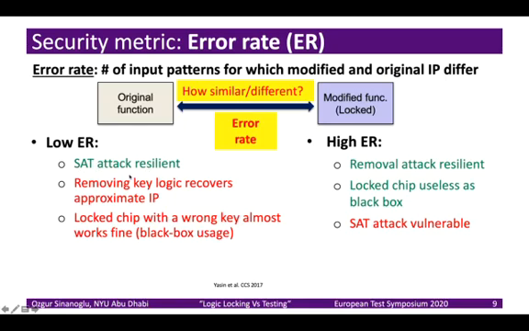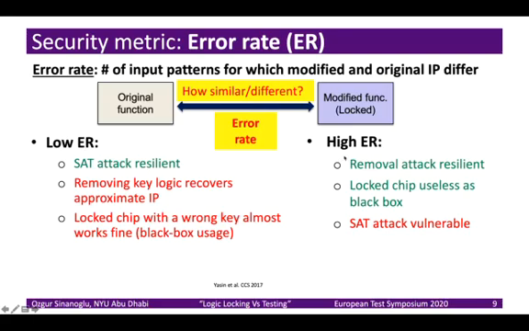But at the same time, because they're very similar, if somebody analyzes the netlist, they will get something very close to the original function. If they analyze this netlist from the locked chip, they will get something very close to the original function. And also, a chip that has an incorrect key loaded will work most of the time because the error rate is low.